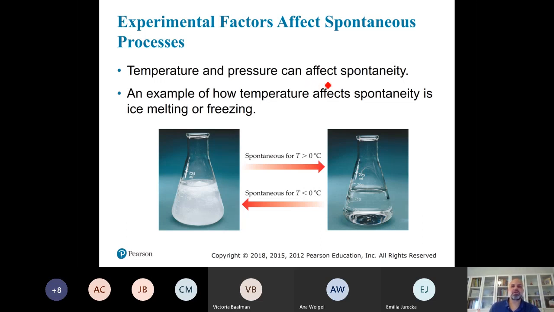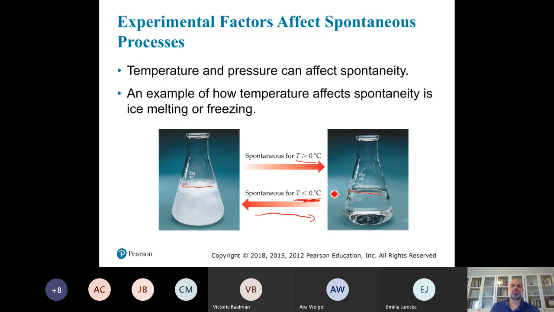All right. So experimental factors affect spontaneous processes, right? Temperature and pressure can affect spontaneity. An example of how temperature affects spontaneity is ice melting or freezing, right? So if we have a vessel with ice, frozen here, at greater than 0 degrees, it's going to spontaneously melt and become water, right? That makes sense to all of us, right? It's a melting process. Whereas if we take this water and we bring it to below 0 degrees, it's going to spontaneously freeze, right?